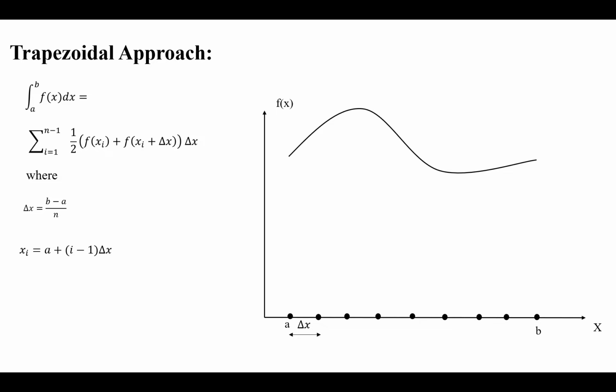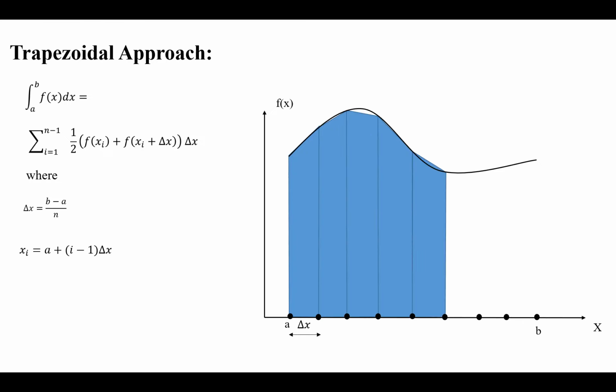But better than midpoint is trapezoidal approach. In trapezoidal approach, we know that we can find the area of a trapezoid. So why not use trapezoid for our estimation rather than a rectangle? So we can use multiple trapezoids to estimate the area under the curve. The area of a trapezoid would be the first height plus the second height times the base divided by 2. The base is delta x here. And that's what we are doing. The base, delta x, times the two heights divided by 2. That's where these two come from.